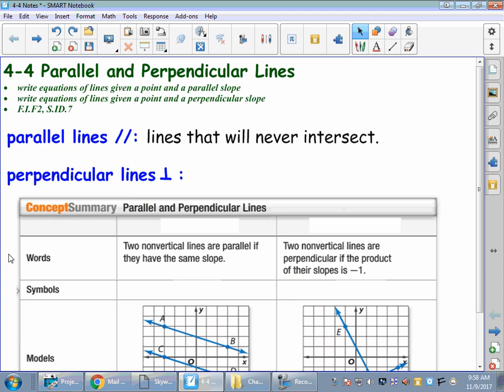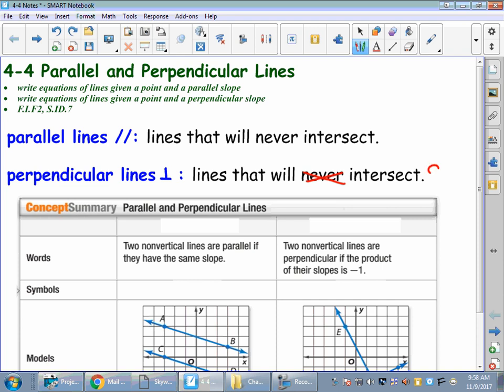The symbol for parallel lines is those two slanted straight lines that go to the side that says parallel. And then the symbol for perpendicular is that upside down looking T. It looks like a right angle. So parallel lines are lines that will never intersect, and perpendicular lines are lines that will intersect. Lines can only intersect at one spot, but they will intersect at 90 degrees. So that's why they're perpendicular.